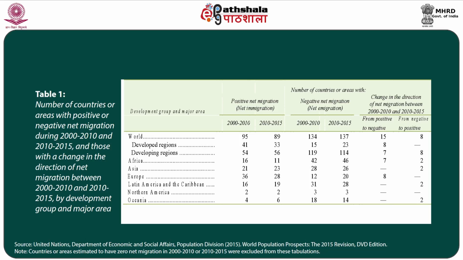In case of the developed regions, 15 countries in 2000 to 2010 were having negative net migration, whereas 23 countries in 2010-2015 were having negative net migration. 41 of the developed countries were having positive net migration during 2000 to 2010, and 33 countries from the developed region were having positive net migration in terms of net immigration during 2010-2015.